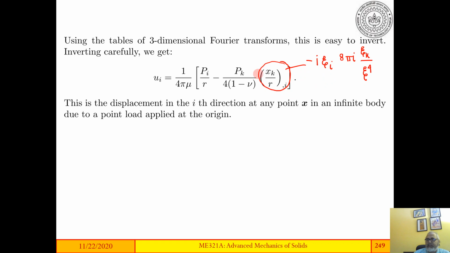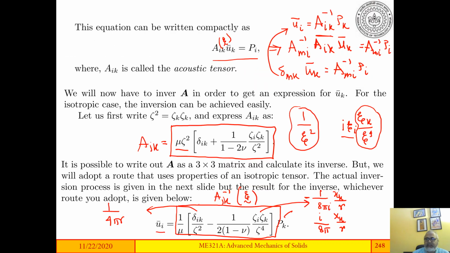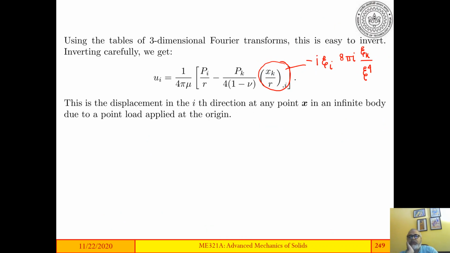So that would be the derivative, and if you work it out with this 4 into 1 minus nu, you will find that you exactly get the term here. You exactly get this term. This entire term. So you have to work it out. But if you work it out, this is the displacement due to a point load applied in the kth direction, displacement in the direction i due to a point load applied in the kth direction in an infinite body.